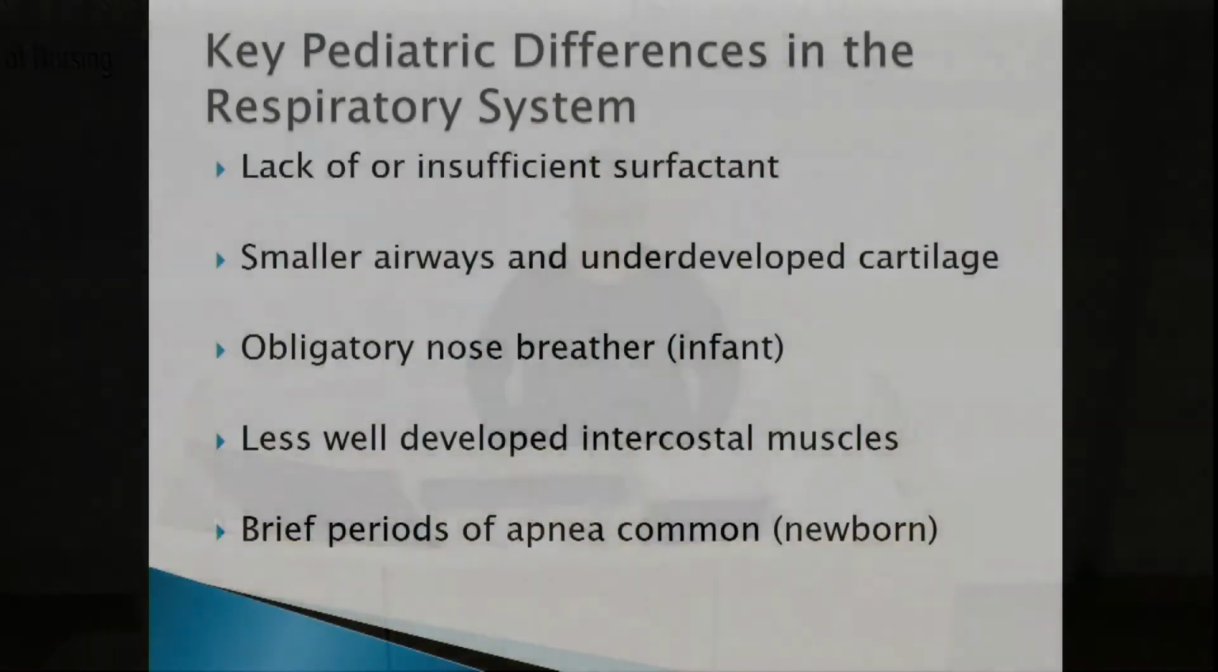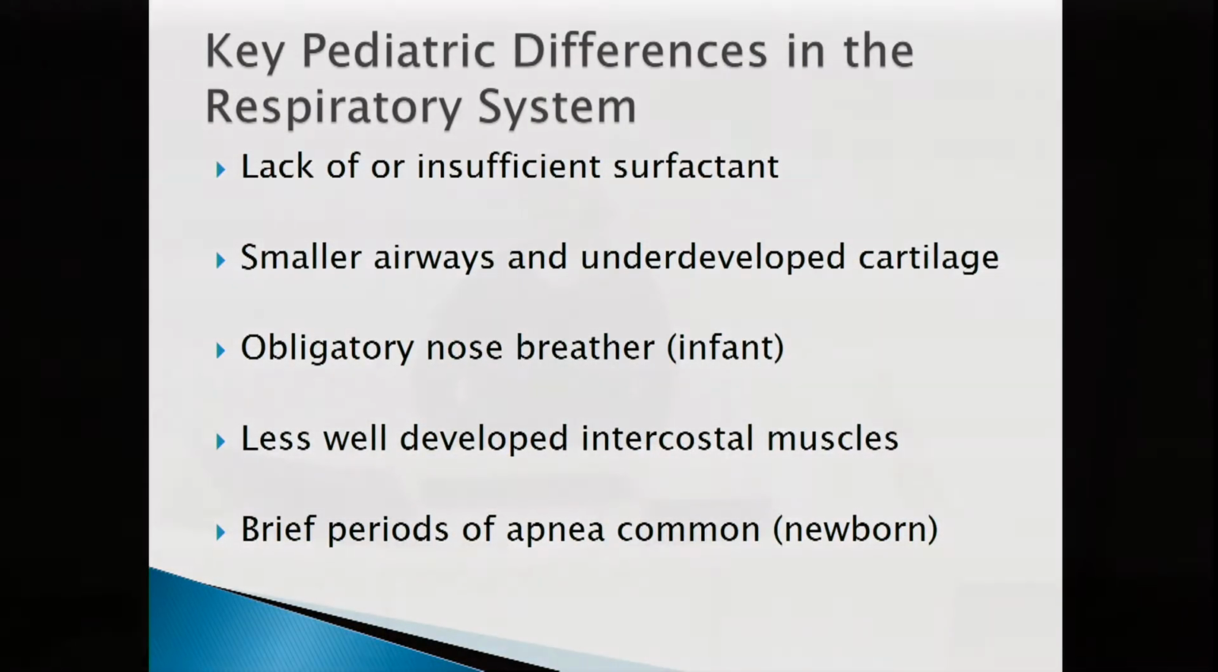Key differences in the pediatric respiratory system: a lack or insufficient surfactant, especially in our premature babies, so we want to be aware of that. Surfactant creates the tension that keeps the alveoli open.